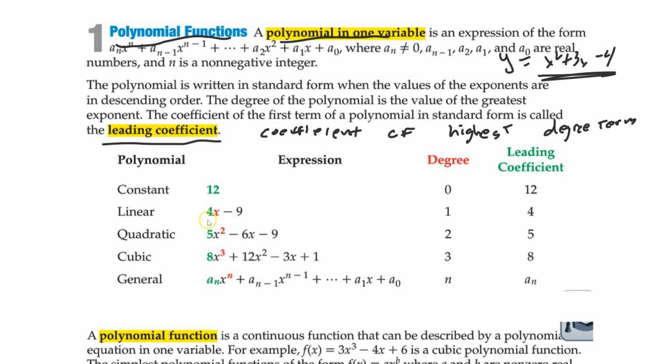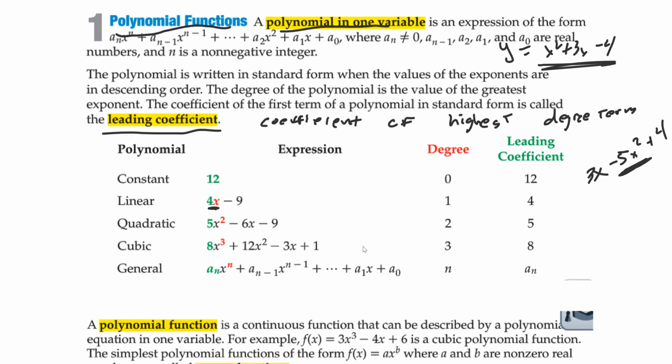A linear term, well, the highest power is right there, so the leading coefficient is 4, the degree is 1, right? 5x squared, 8x cubed. Now it doesn't necessarily have to be in the beginning. They could put it anywhere. If I gave you this, my leading coefficient should be -5 because the highest power is in the middle. Now, proper notation, highest power should be in front, but they don't have to put it that way. Right, so those are all the terms, leading coefficient.